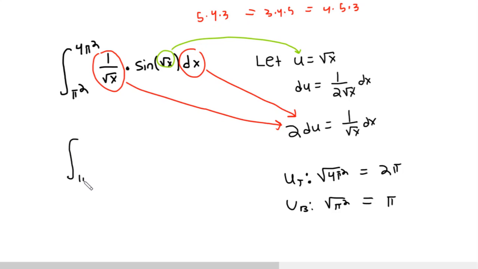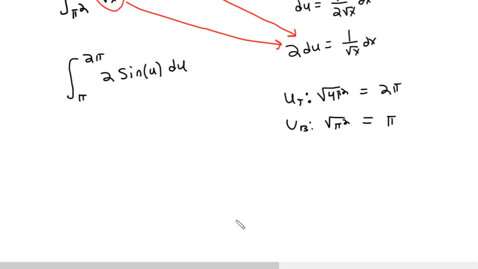So I'm going to have the integral from pi to 2 pi, 2, and it's just good notation to bring the constants out front. It just makes it a little nicer and easier to read. So 2 sine u du, right? Because the rad x became u, and then 1 over rad x dx became du, or 2 du. And we changed the upper and lower limits of integration. So let's just take the integral like we've always done.